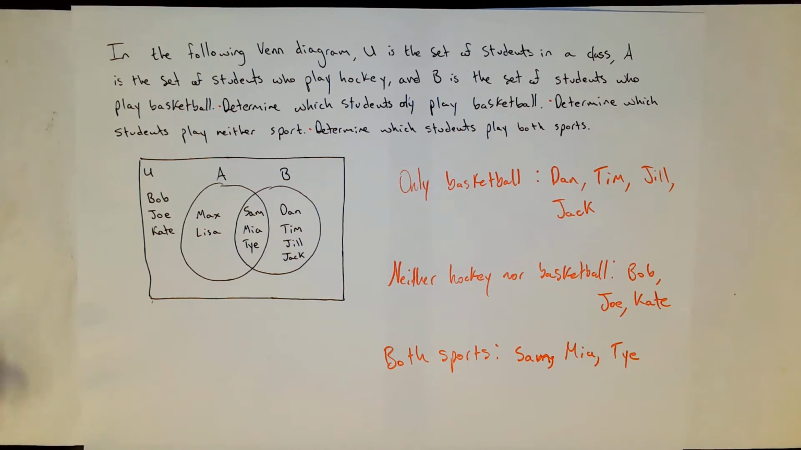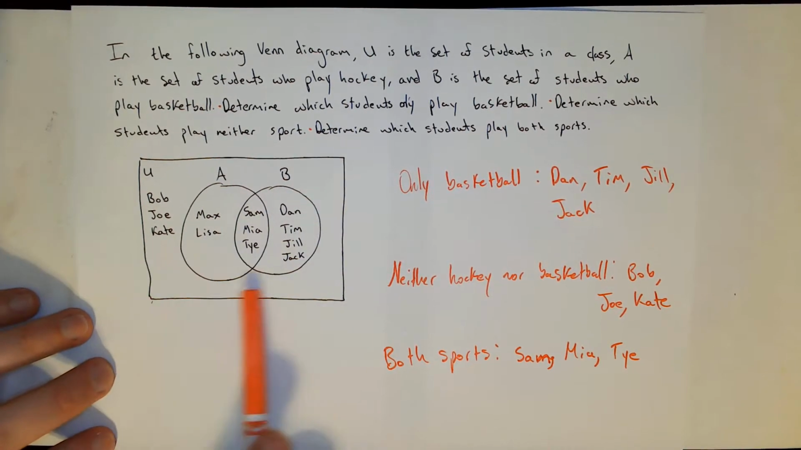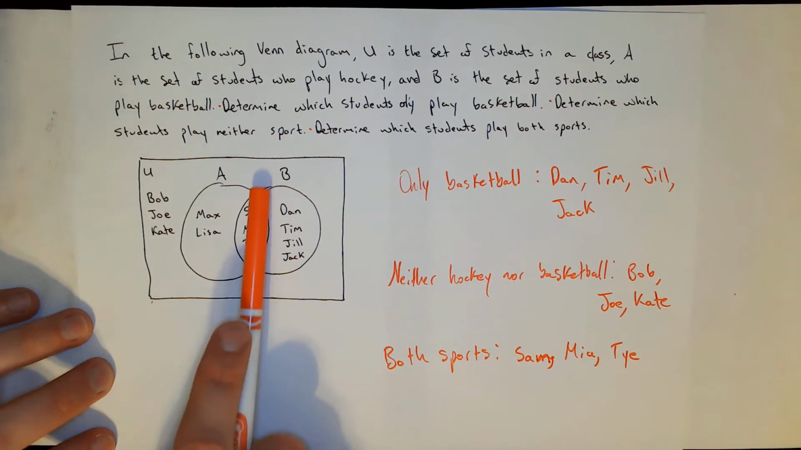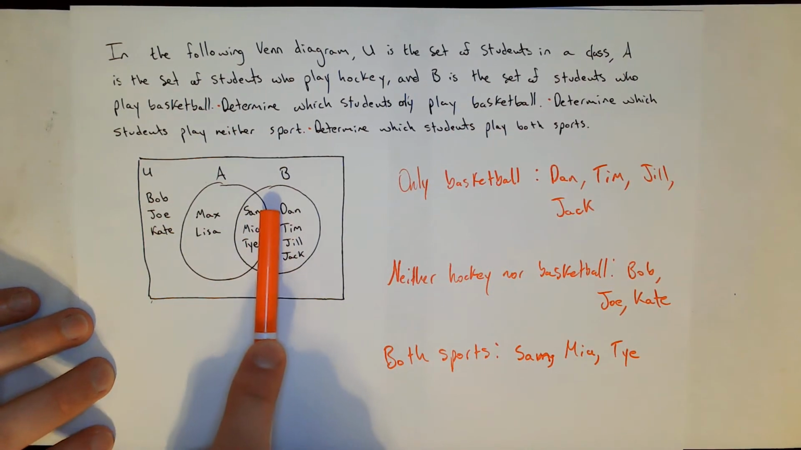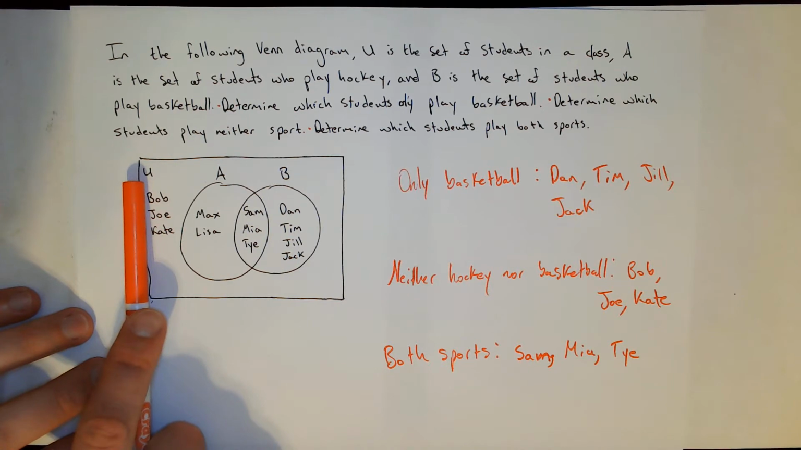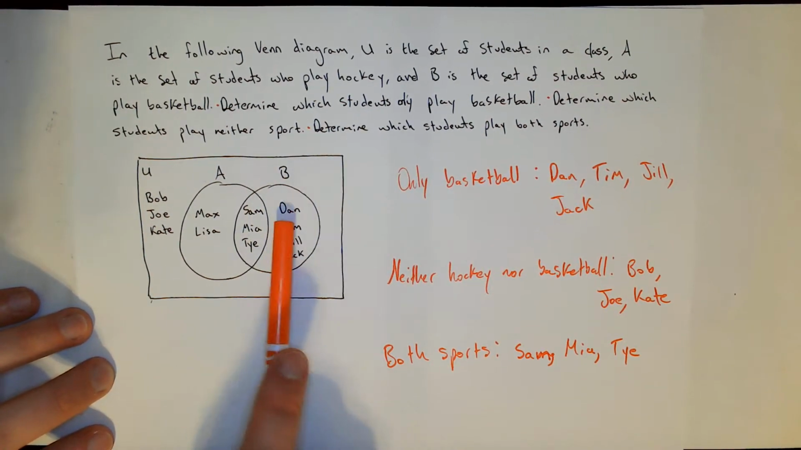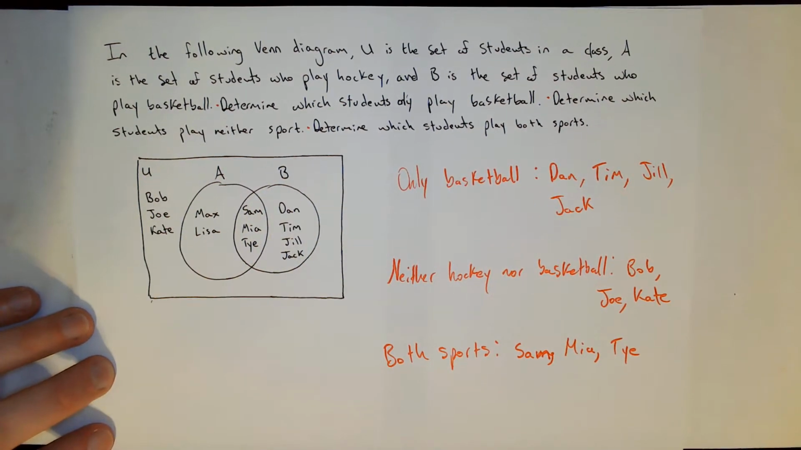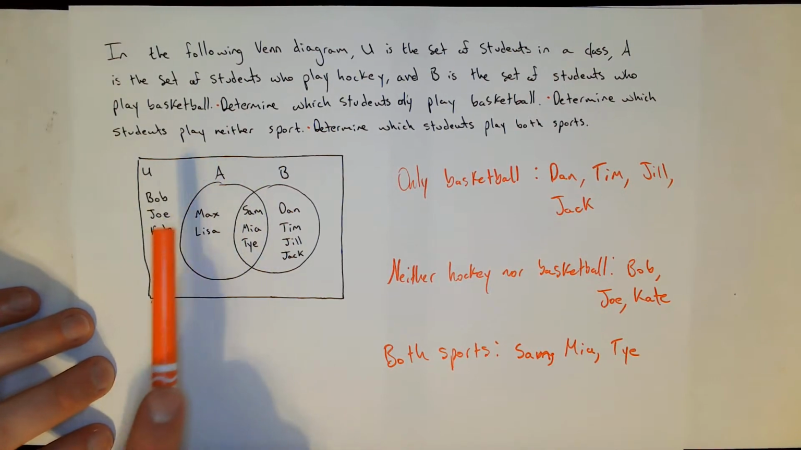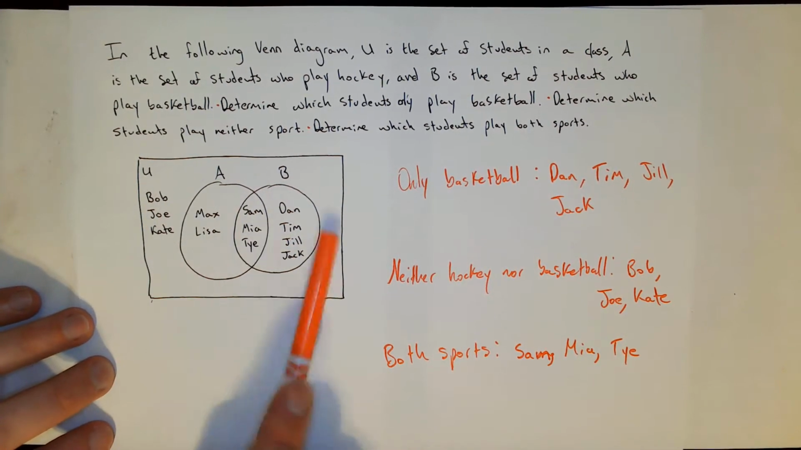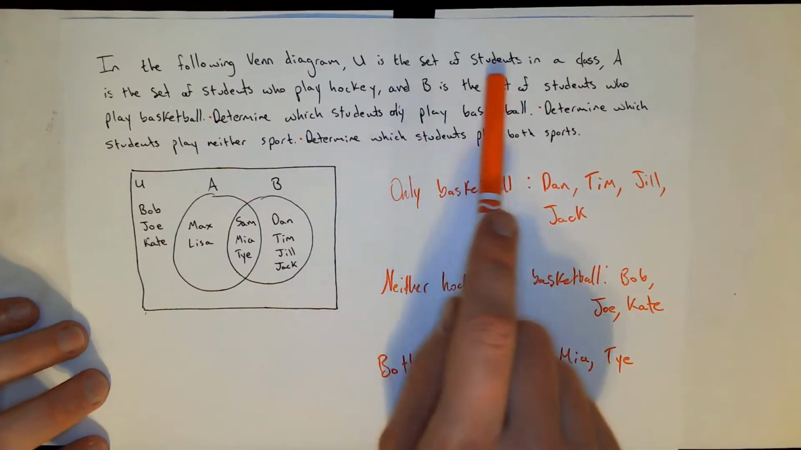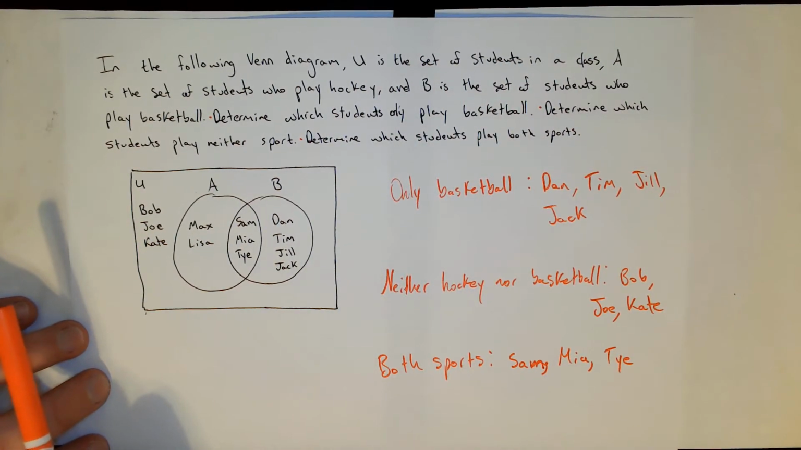The only tricky thing is to recall that all of these are still in the class, right? Just because Max and Lisa, Sam, Mia, and Ty are in set A, it doesn't mean they're not also in U, because these two sets, A and B, both completely live inside the set U. So all 12 of these students live in this set U, because U is the set of students in the whole class. So that's one tricky thing to remember.